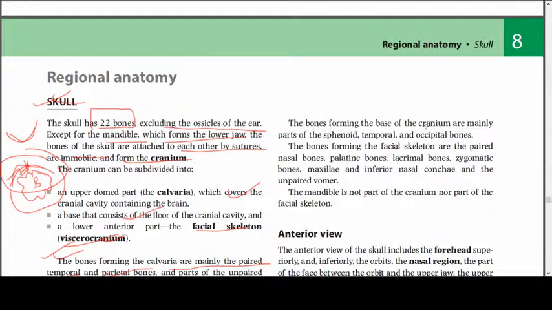The bones forming the base of the cranium are mainly parts of the sphenoid bone, temporal bone, and occipital bone. The sphenoid bone and temporal bone are very important. They form the base of the skull. And the occipital bone also plays an important role.